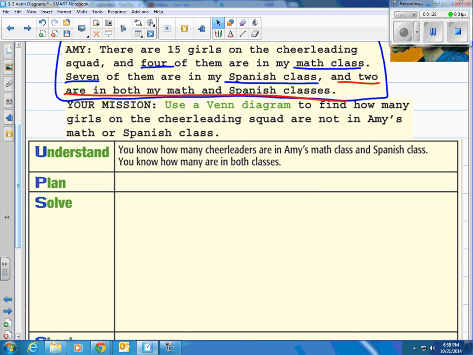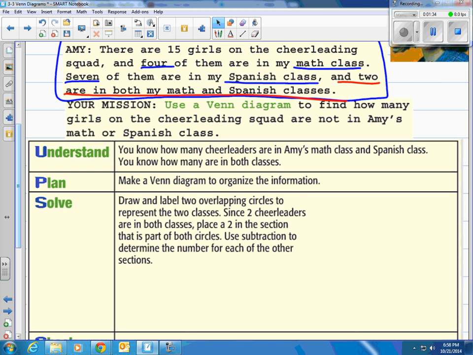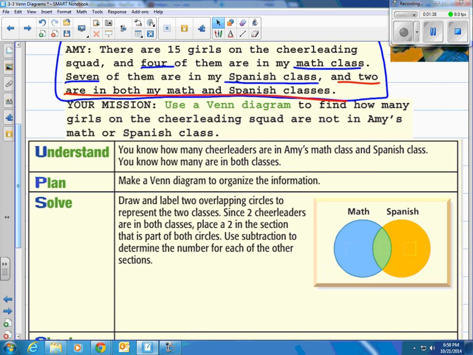her math class. All right, well, make a Venn diagram to organize the information. So draw and label 2 overlapping circles to represent the 2 classes. We will do that. There we are. Since 2 cheerleaders are in both classes, place a 2 in the section that is part of both circles. That's kind of the green area. It says use subtraction to determine the number for each of the other sections.